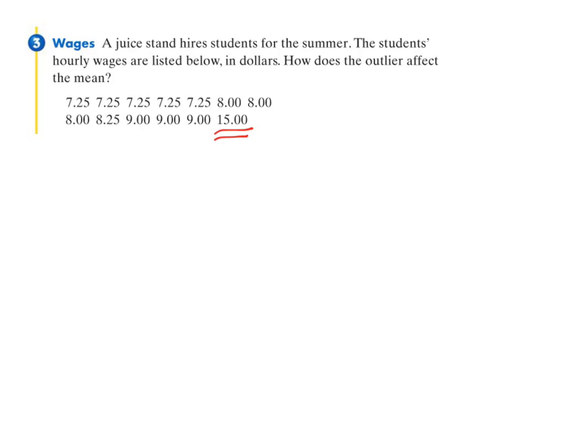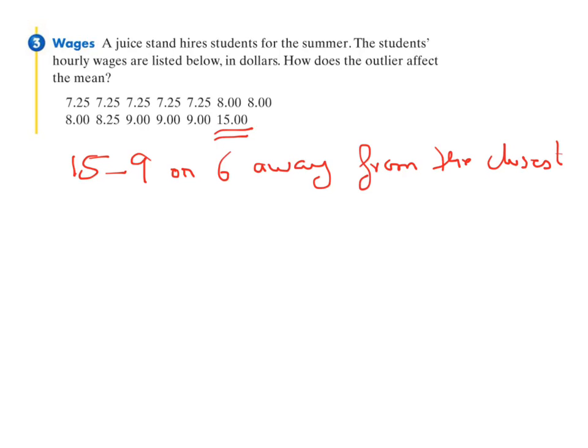Why? Because 15 minus 9, or it is 6 away from the closest data item. So 15 is an outlier.